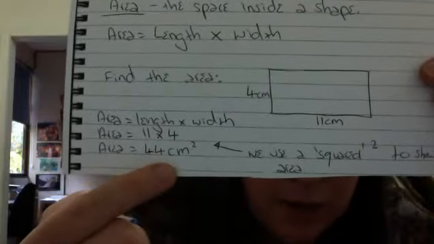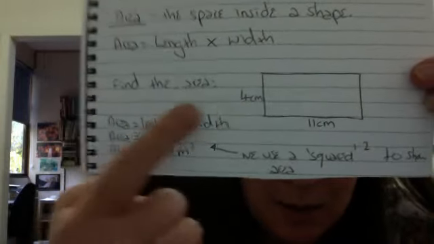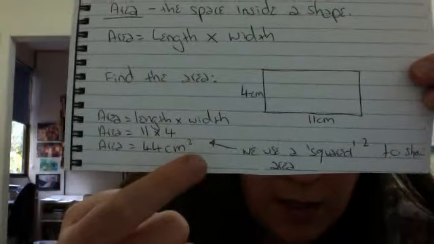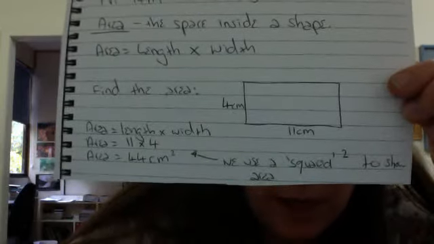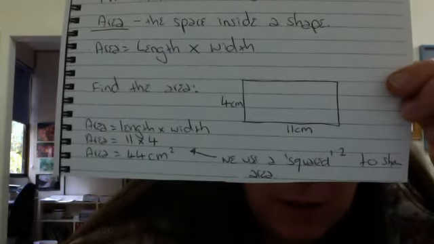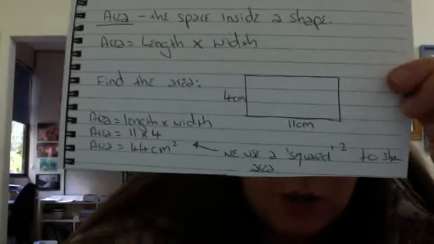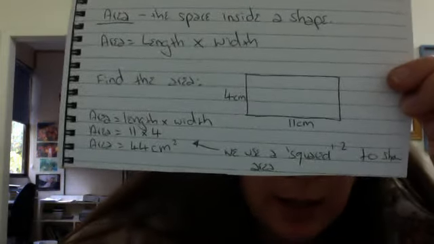So the area is 44 centimeters, because it's centimeters over here, squared. So we have to put that little 2 there. We use squared to show area. If there's ever an area, whatever it is, meters, kilometers, millimeters, anything, you put a little 2 up the top and that means squared. So that bit's the easy bit.